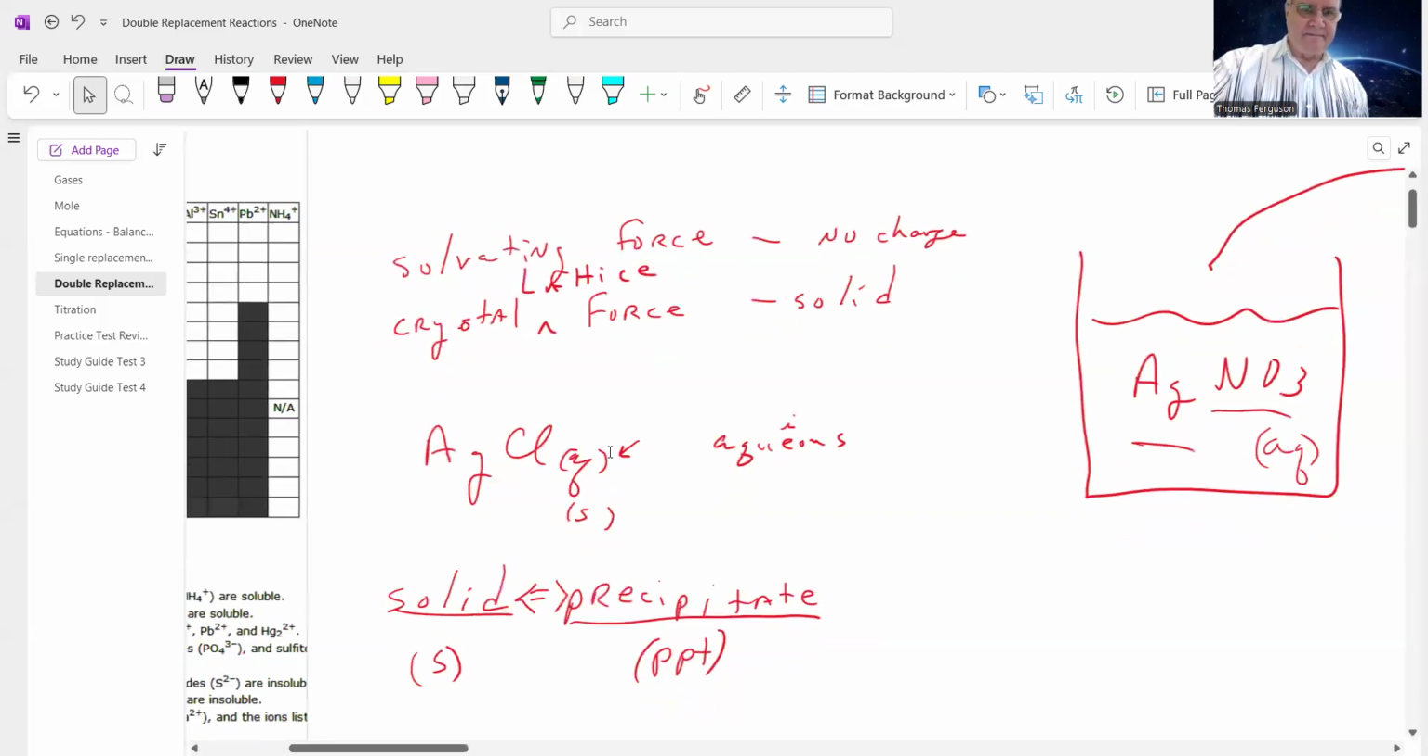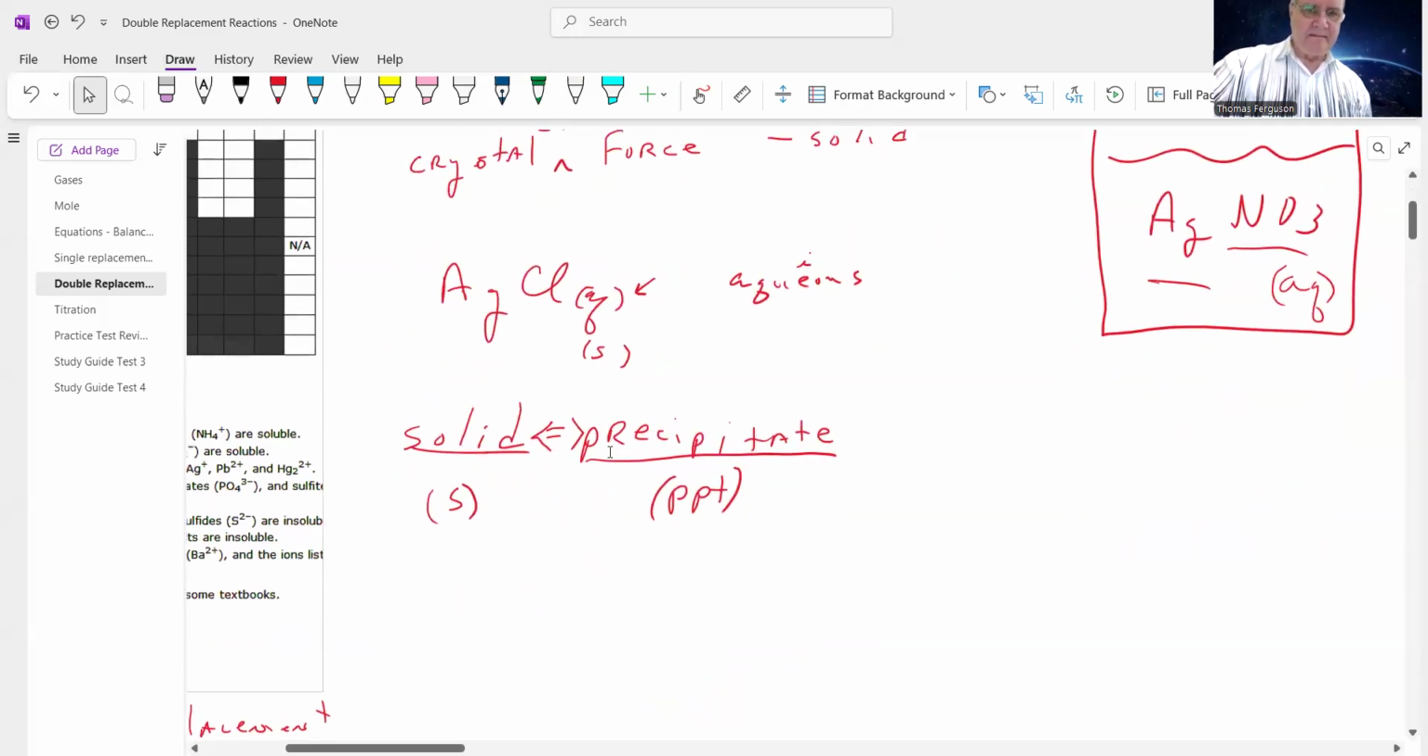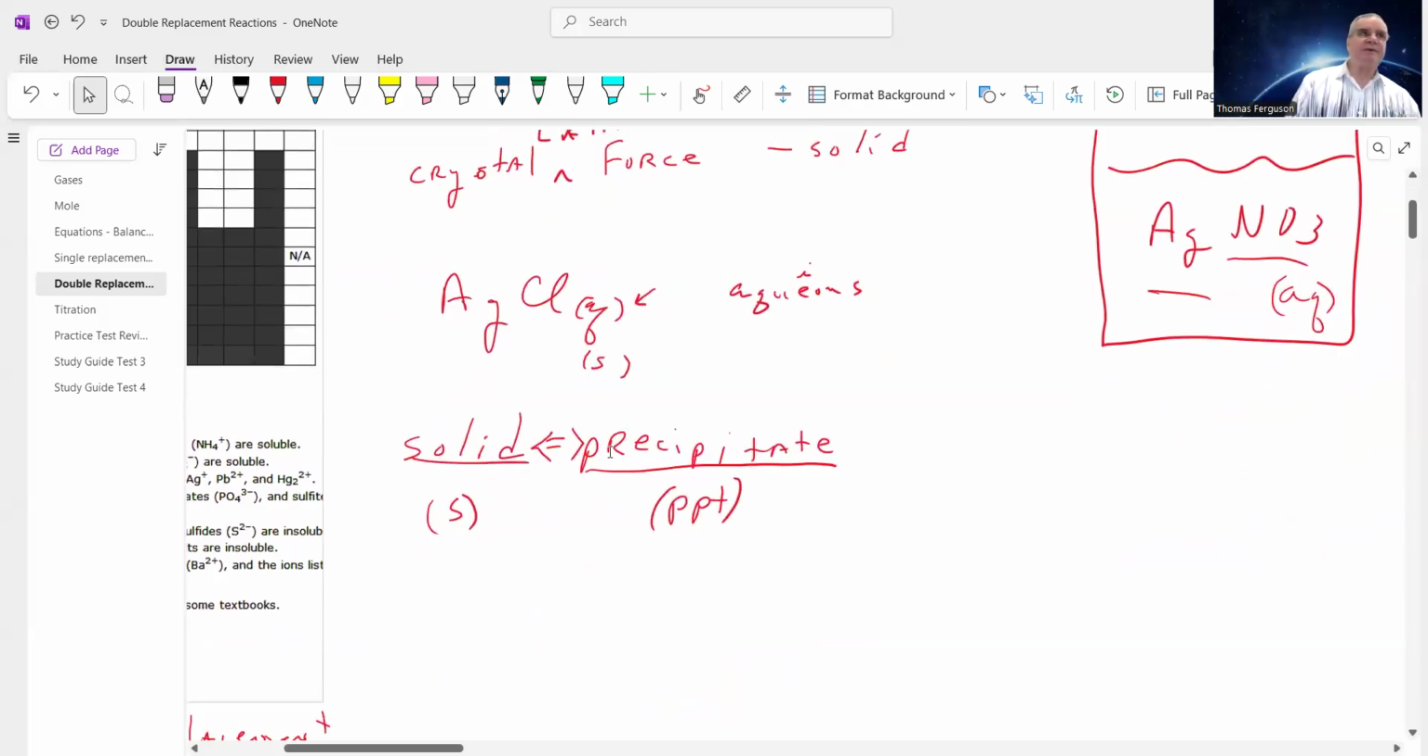Okay. Some people say there's a solid formed when you dump these two together. Other people say a precipitate forms. They're one and the same. One's abbreviated S, the other's abbreviated PPT. And you may use either one. I usually say precipitate, but write S. Okay.